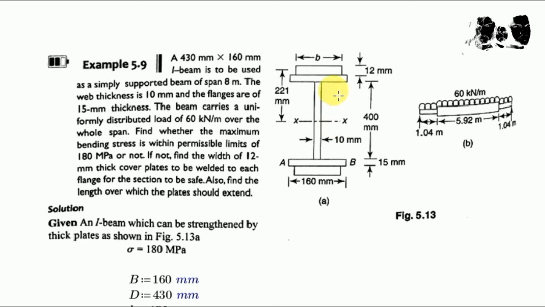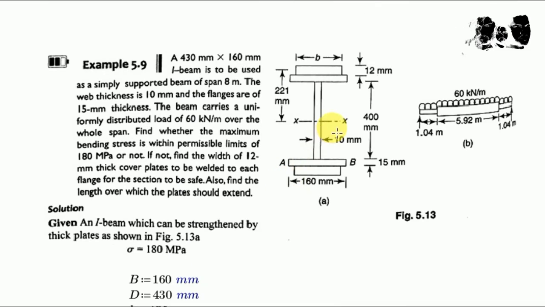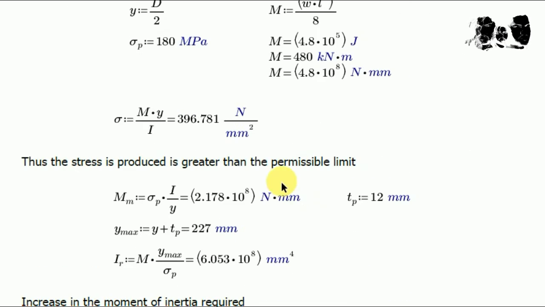But in this condition we have y max equal to capital D by 2 plus 12 by 2, which is the neutral axis of this, which is 6, and with this addition we have a maximum value of y, which is y plus Tp. Y is equal to what? Y is equal to 215 and Tp is equal to 12. Then y max is equal to 227, because from the neutral axis the farthest distance till the top of the plate is 227 mm.